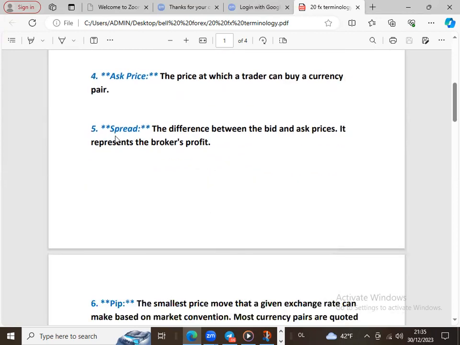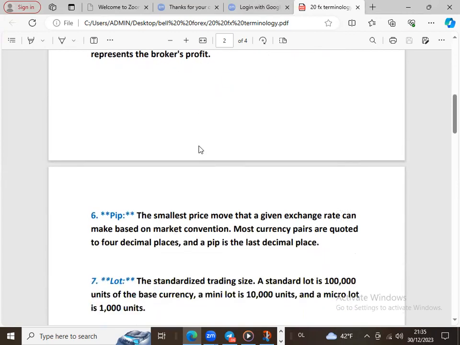So the next one is the spread. The spread is the difference between the ask and the bid price. Let me explain something very quick. If you go to the bank right now and tell the bank that you want to buy, let's say, 1 USD, and they tell you 1 USD is equivalent to 500, this is the price at which the bank is selling 1 USD to you.